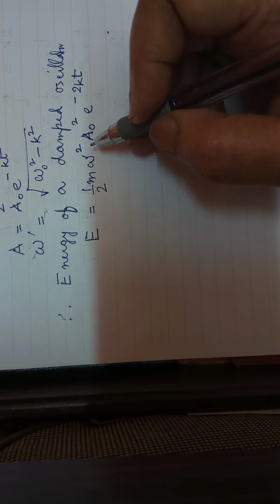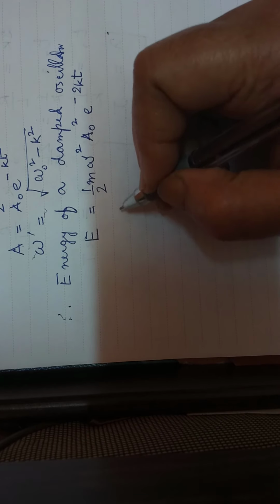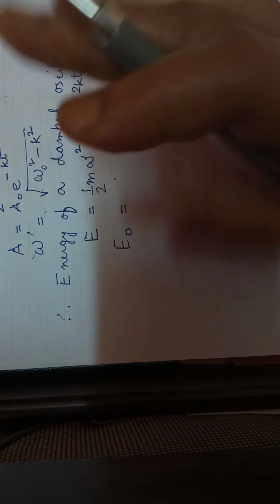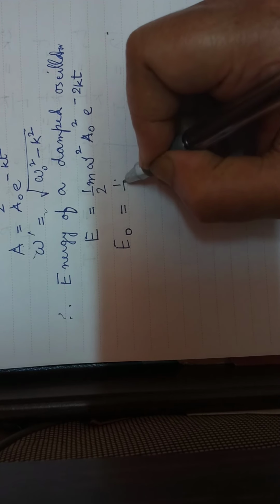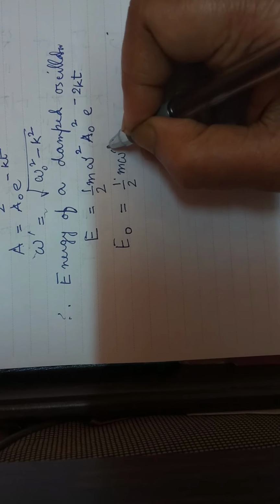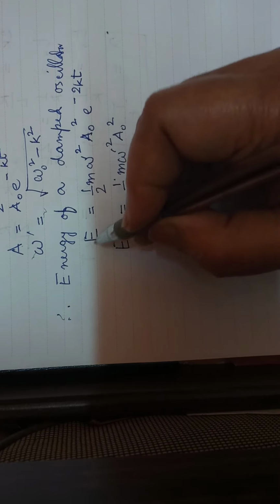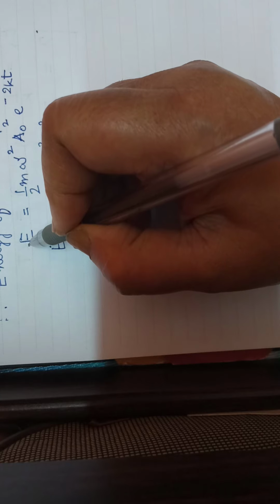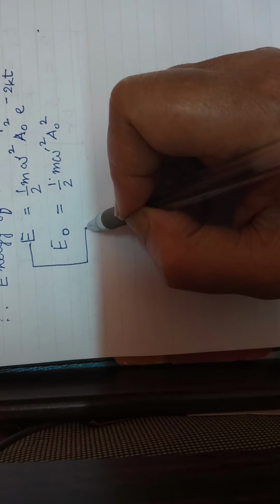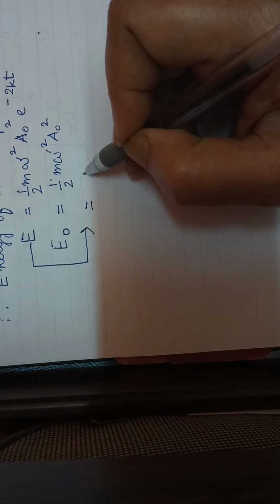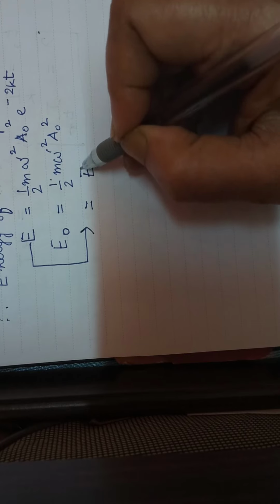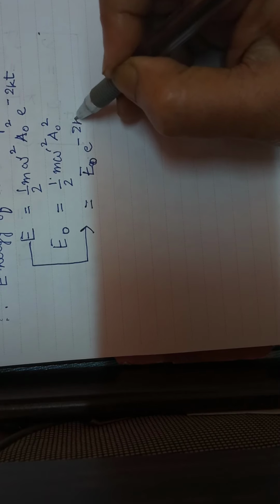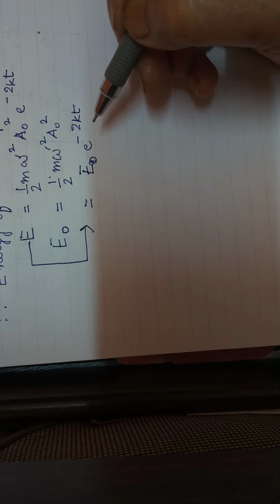You can say that this is equal to E0, because if you consider E0 as half m omega prime square A0 square, then you can tell that this is equal to E0 e to the power minus 2kt, isn't it? You can say that.